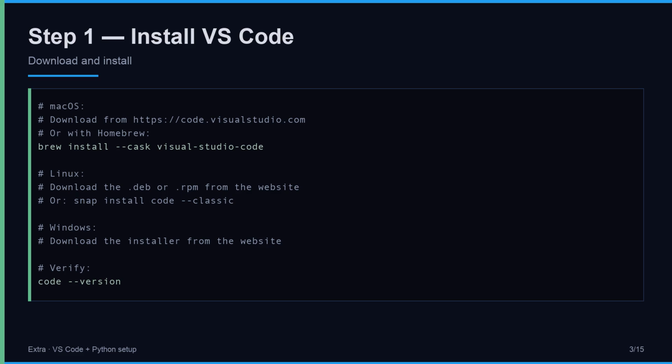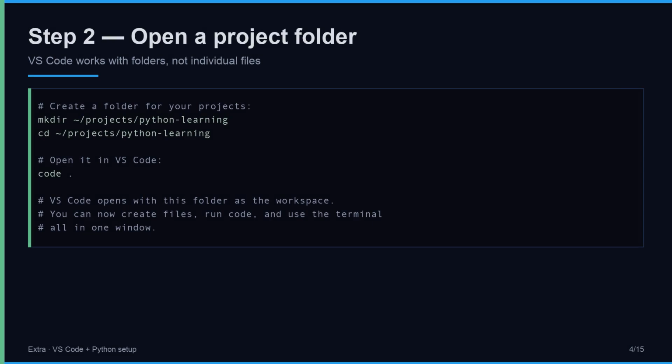Free, from Microsoft. Step 2, open a project folder. VS Code works with folders, not individual files. Create a folder for your Python projects, something like project/python-learning. Navigate into it in your terminal and type code. That opens VS Code with the current folder as your workspace. You can now create files, edit code, run scripts, and use the integrated terminal, all in one window. This is your workbench for the rest of the course.